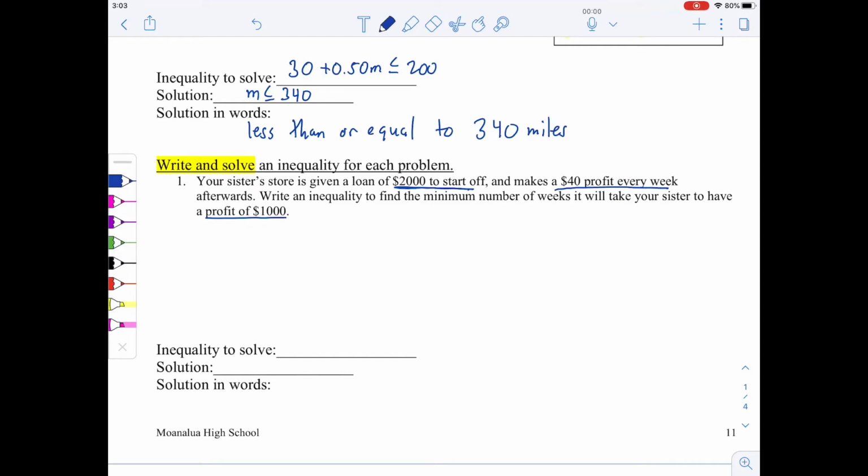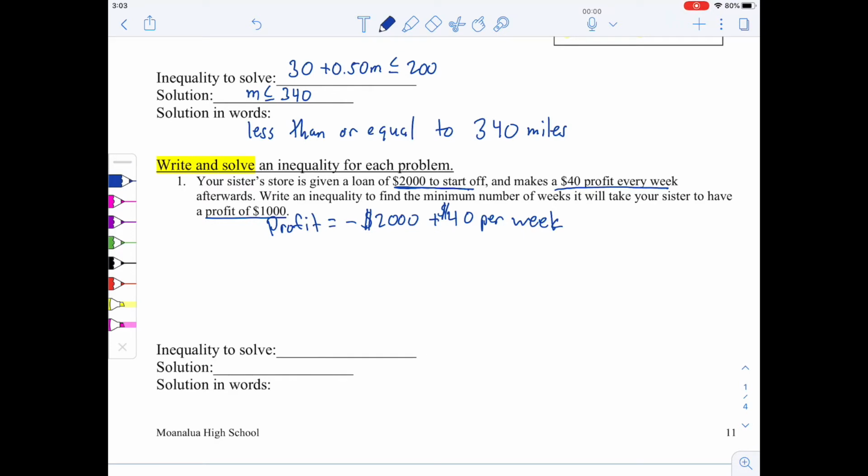So basically, if you take a loan, you're in debt, so you have negative $2,000 because you took a loan, and your profit is going to be $40 per week. So you're going to add $40 per week right there. And we want to write an equation for profit.